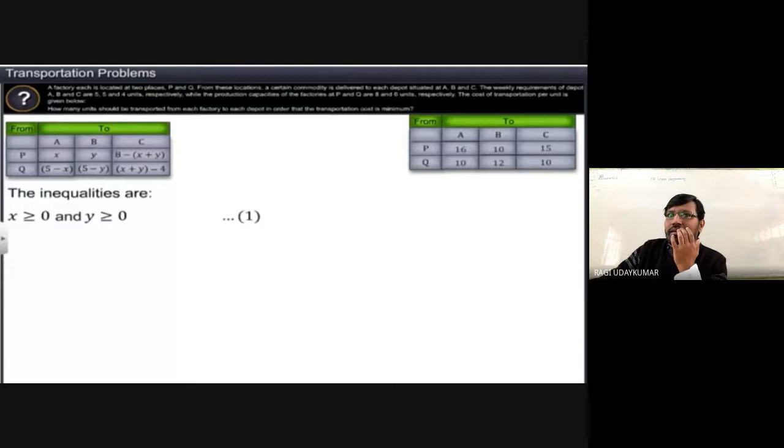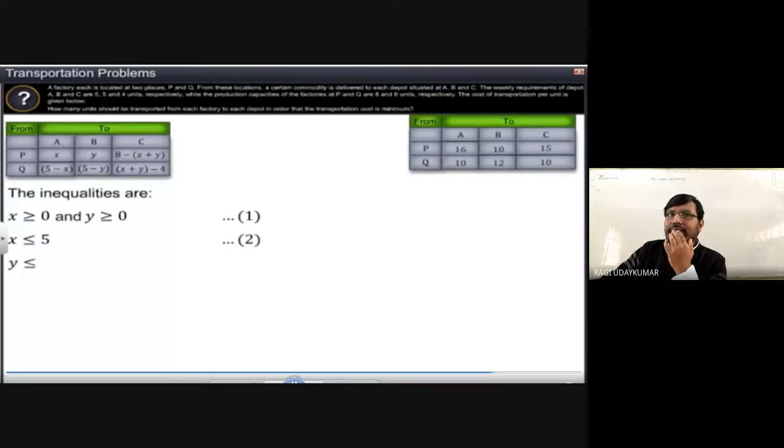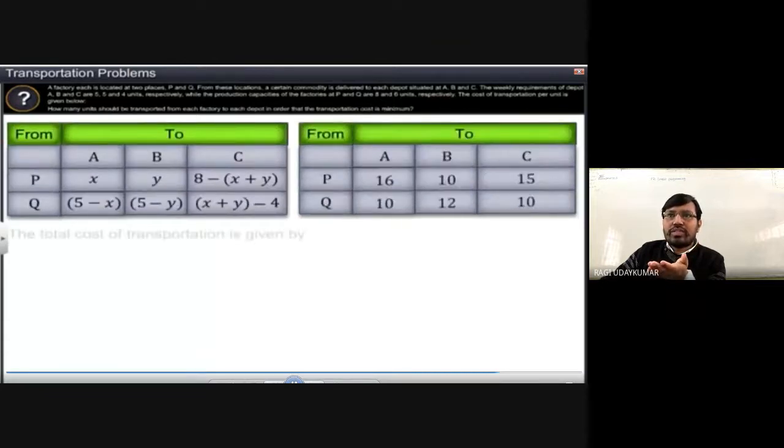Okay, and X less than 5, Y less than 5. These have to be less than 5, and both together, X plus Y, should be less than 8. It should be less than 8. And the conditions, see here. Whenever you see the problem, then you are going to understand here.